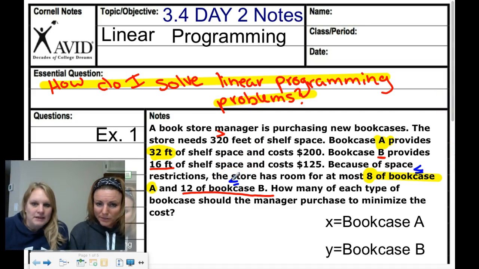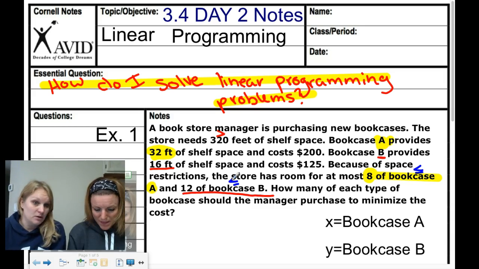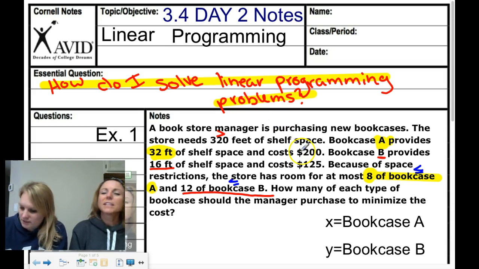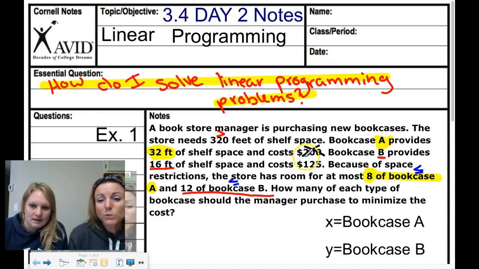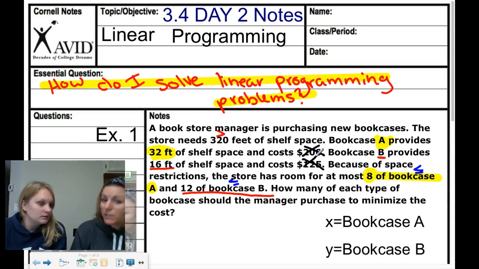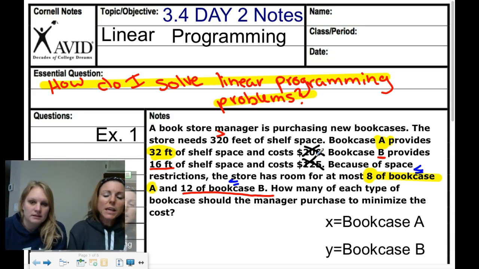How many of each type of bookcase should the manager purchase to minimize the cost? Now you had a key thing to say here about this money up here. The minute you see money in any kind of linear programming problem, I want you to cross it off right now, because we are not going to use the money until we get to the final step, which is the objective function, when we solve it. The key focus right now is to get our constraints. Students want to use that money, and we don't want you to. So cross it off right now.